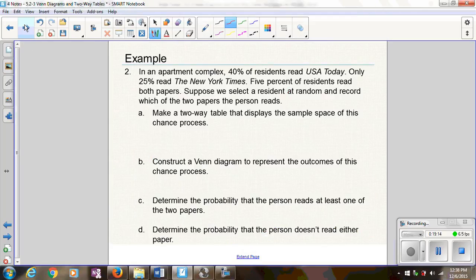Okay, in the next example, you're told information about an apartment complex and about those who read the New York Times. What I'd like you to do is to first create a two-way table that displays the sample space of the chance process. Remember, in a two-way table, you're going to have a variable on the rows and a variable on your columns. So use the information in the problem to help you set up your two-way table. Then construct a Venn diagram to represent the outcomes of this chance process, and then determine the probability that a person reads at least one of the two papers, and the probability that the person doesn't read either paper. I'm going to go ahead and press pause and give you a second to complete this example.